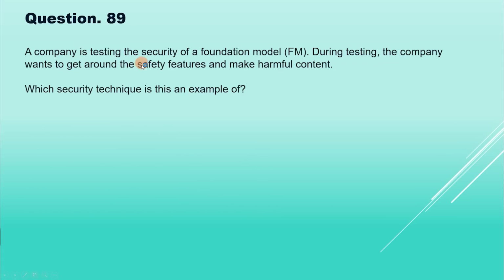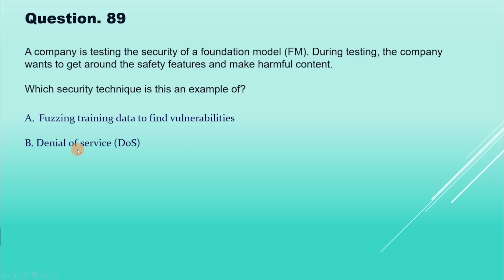And now question number 89. A company is testing the security of a foundation model. During testing, the company wants to get around the safety features and make harmful content. Which security technique is an example of this? Option A, fuzzing training data to find vulnerabilities. Option B, denial of service. Option C, penetration testing with authorization. Option D, jailbreak.